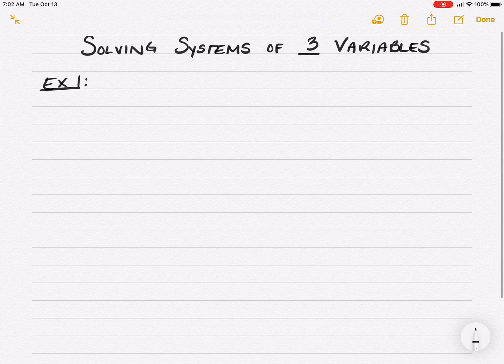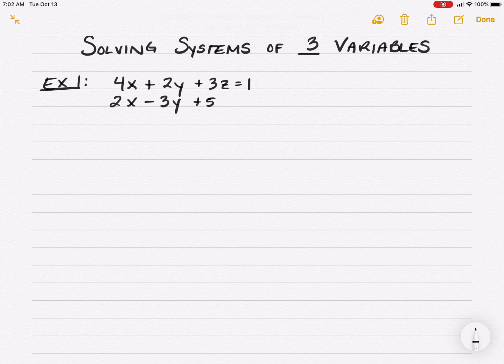All right, example one. We're going to start with a system that has an x, y, and a z. If you have a system that has three variables, then you're going to need a minimum of three equations. If you have two unknown variables, you need a minimum of two equations. The first type that we're going to see are systems where I have three equations. All three equations have all three variables, and almost every single variable has a coefficient.